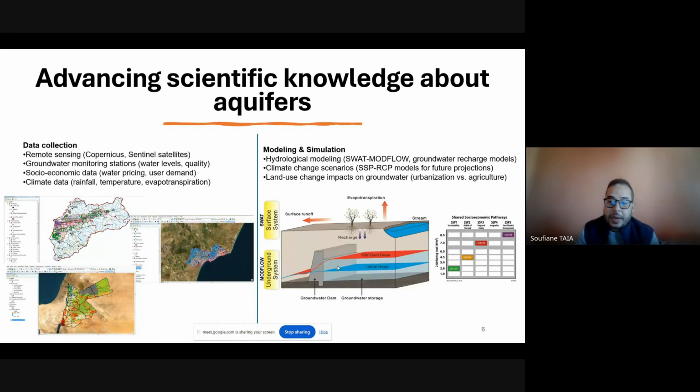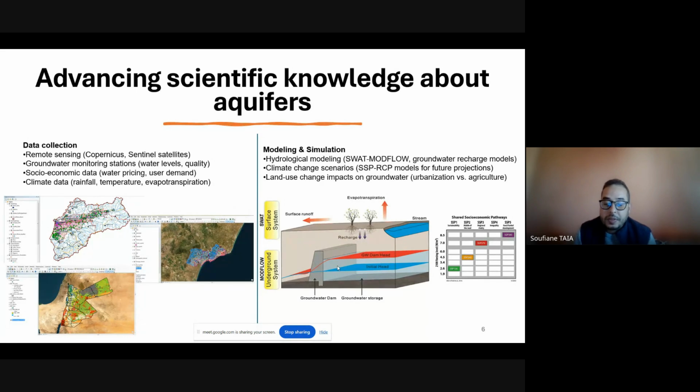To effectively manage groundwater resources, we need scientific knowledge that combines both data collection and advanced modeling. We start with data collection using multiple sources, from ground measurements to remote sensing data. We also proceed with advanced hydrological modeling, such as SWAT and MODFLOW, which helps to simulate groundwater recharge and flow dynamics.